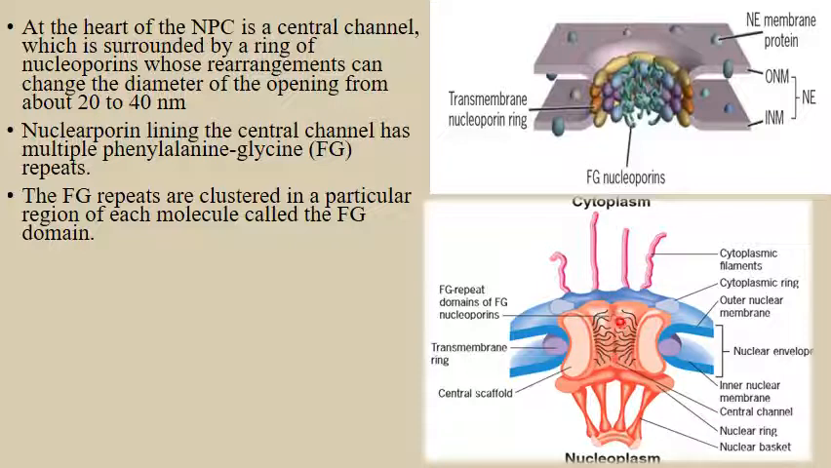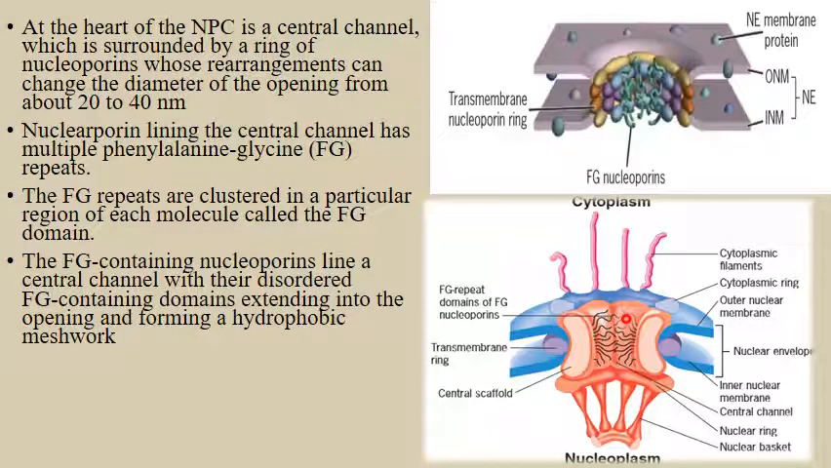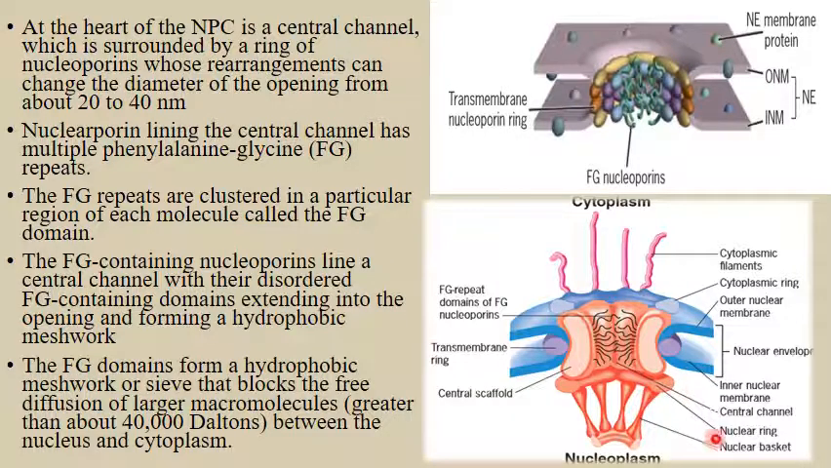These are the FG repeat domains. The FG-containing nucleoporins line the central channel with their disordered FG domains extending into the opening and forming a hydrophobic meshwork, or a seal. They block larger macromolecules, greater than 40,000 daltons, from diffusing between the nucleus and cytoplasm.